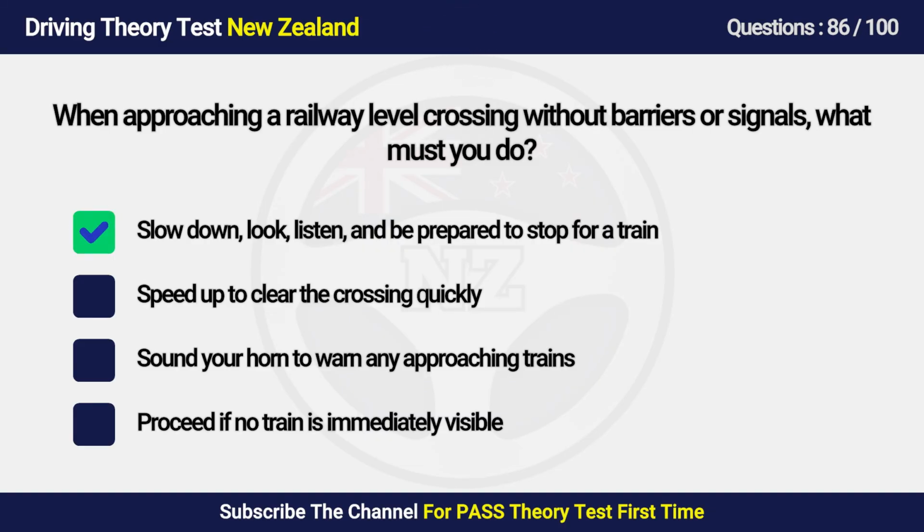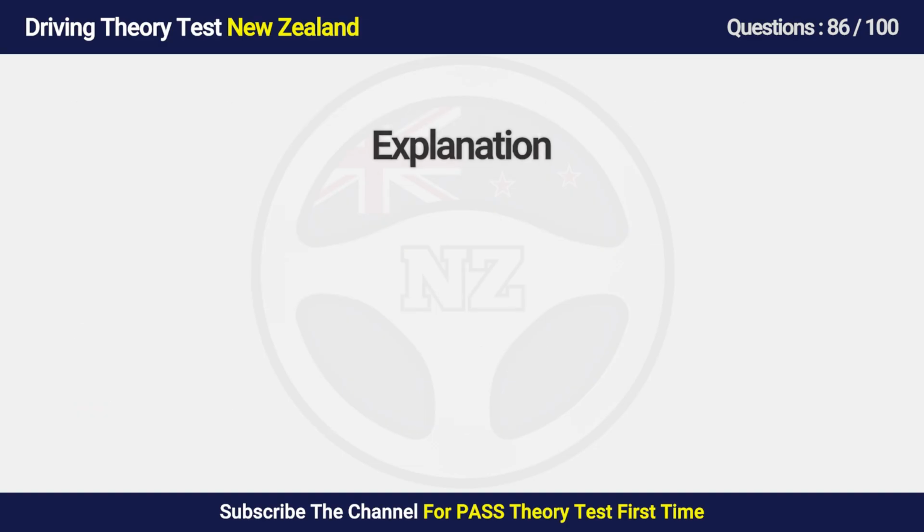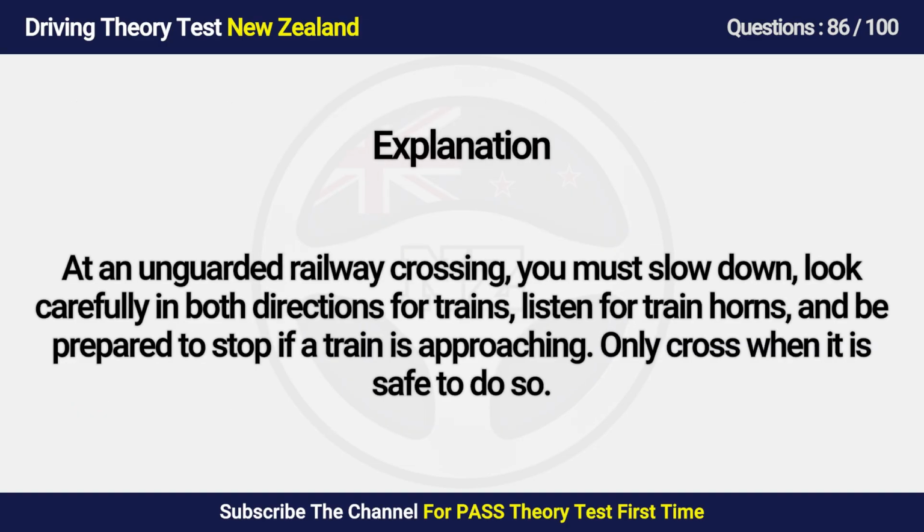Answer is A. Slow down, look, listen and be prepared to stop for a train. At an unguarded railway crossing, you must slow down, look carefully in both directions for trains, listen for train horns, and be prepared to stop if a train is approaching. Only cross when it is safe to do so.